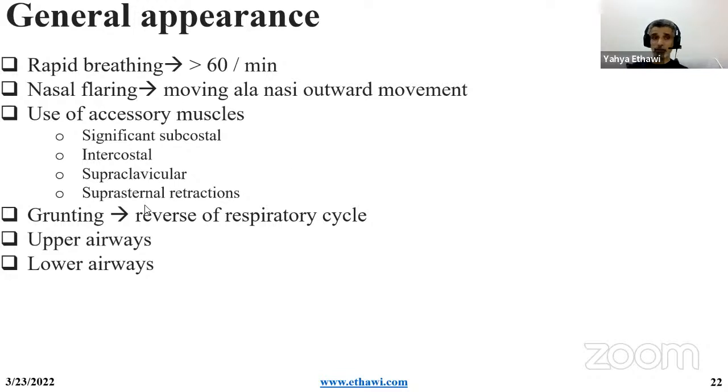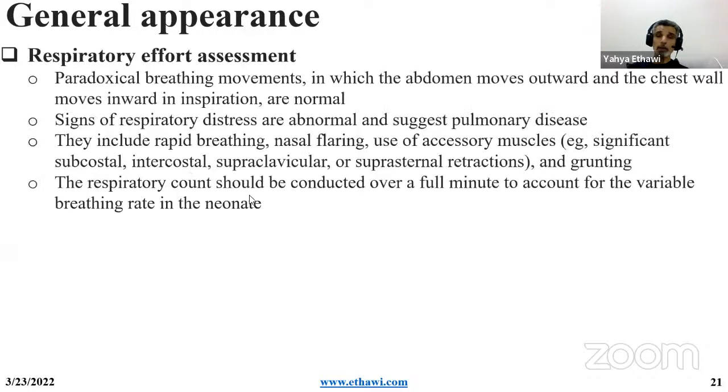What is nasal flaring? Anybody knows? It's an outward movement of the nostrils, okay? Use of accessory muscles, significant subcostal. So I want to ask, anybody knows what is grunting?